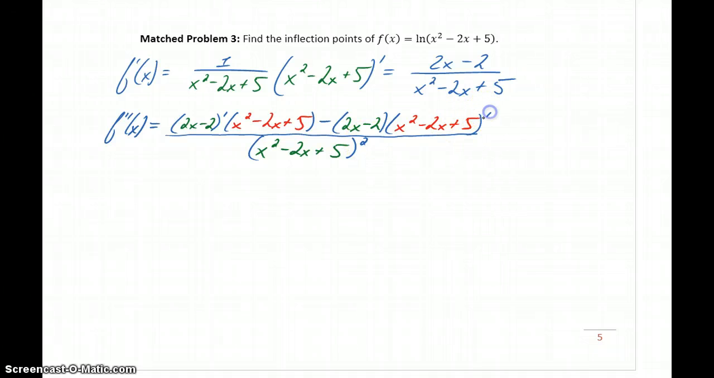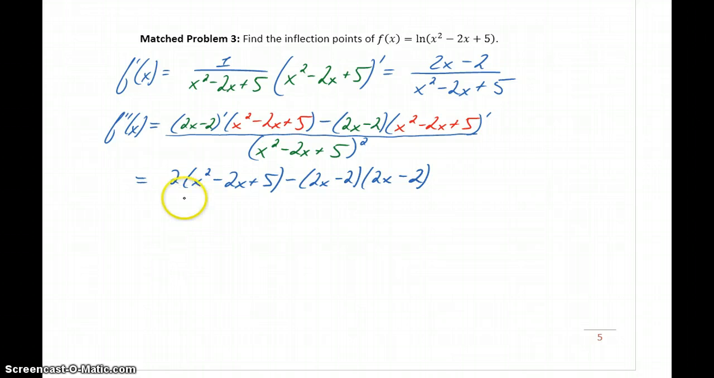Oh, and that should be the derivative of the second function there. So this will become 2 times x squared minus 2x plus 5, minus 2x minus 2 times 2x minus 2, which is the derivative of that second function, all over x squared minus 2x plus 5 squared, or just that denominator remains unchanged.